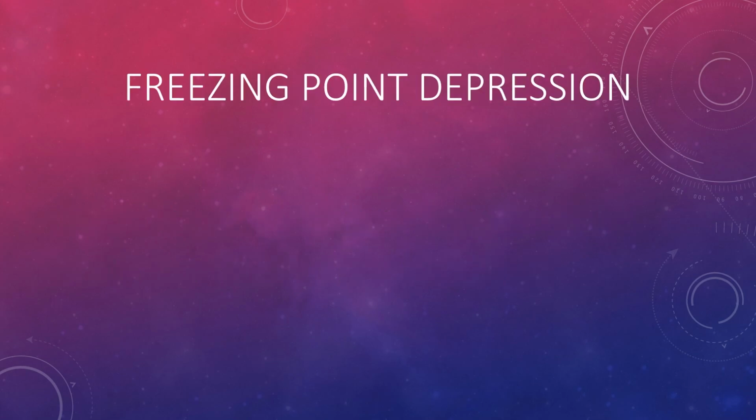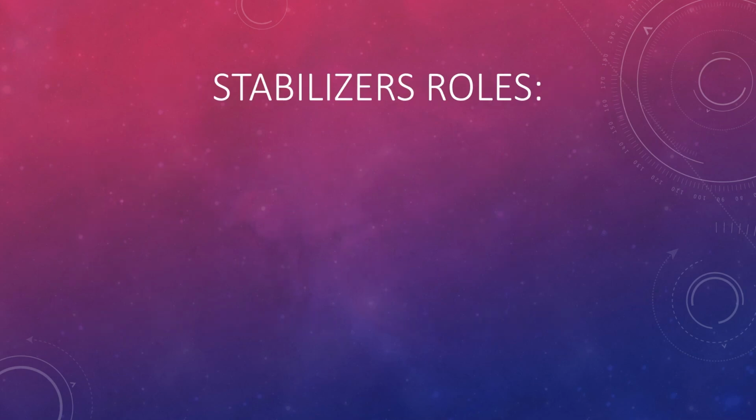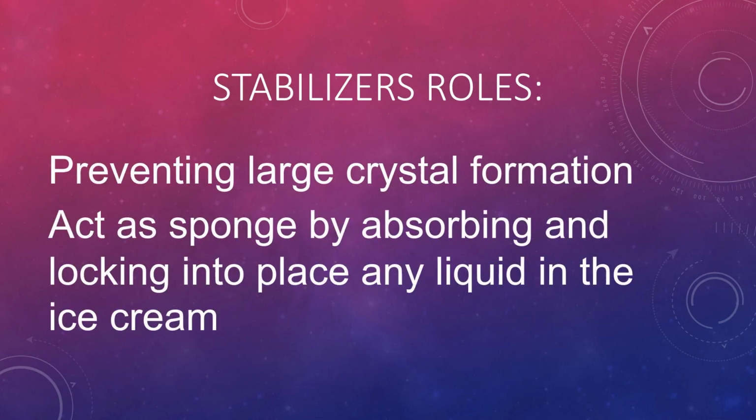Next is freezing point depression. Freezing point depression is a colligative property when making ice cream, and this effect is observed regardless of the specific identity of the solute. Finally, the stabilizer's roles in making ice cream are preventing large crystal formation, and it also acts as a sponge by absorbing and locking into place any liquid in the ice cream.